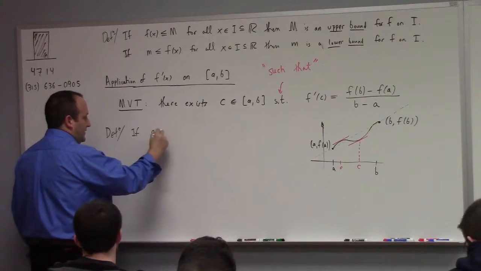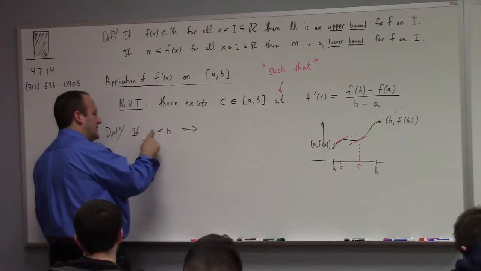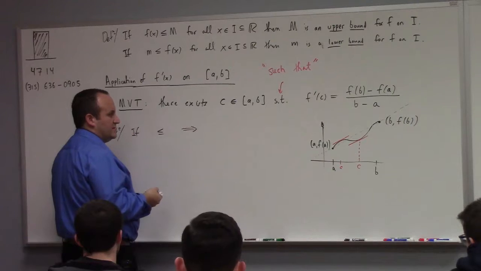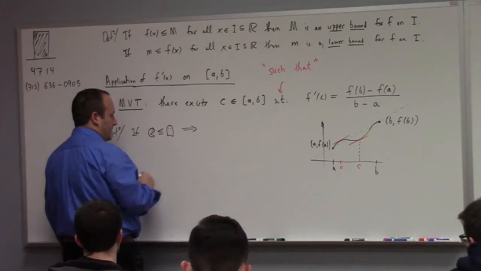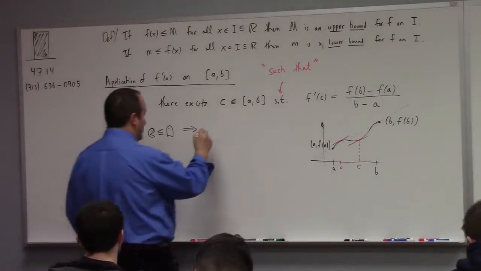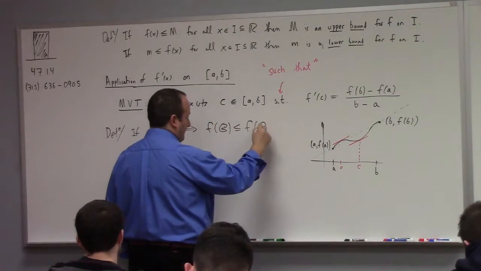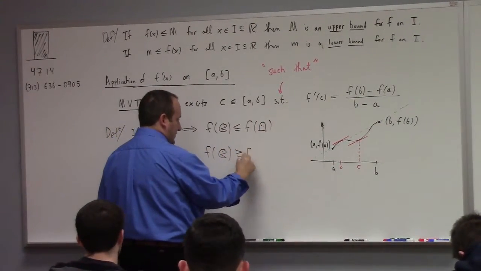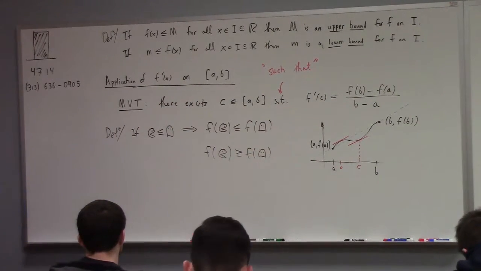If a less than or equal to b implies, and I shouldn't use a and b here. Let's use something more divorced from the previous discussion. I don't know. Pac-Man, ghost. There we go. If Pac-Man is less than or equal to ghost, and that implies that f of Pac-Man is less than or equal to f of ghost, or f of Pac-Man is greater than or equal to f of ghost, then what can you tell me about the top option versus the lower option?